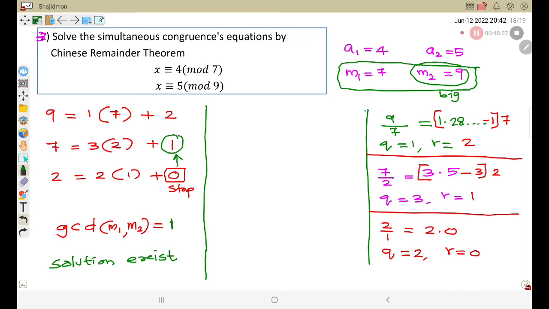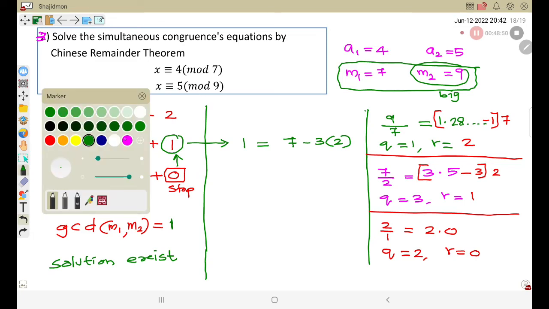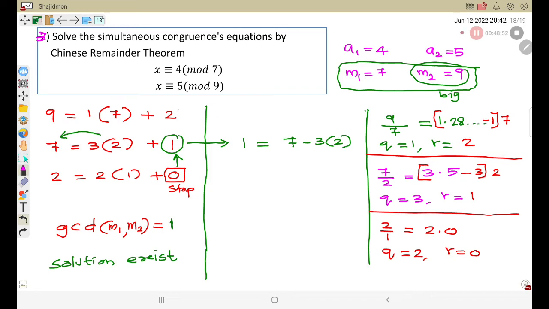Keep in your mind. Now write in reverse order, this step first. 1 equals 7 minus 3 multiply 2. Now you are familiarized with these steps because in all the questions we are doing the steps of linear combination. Now here, 2 equals 9 minus 1 multiply 7. This 1 multiply 7, we are taking to the next side.